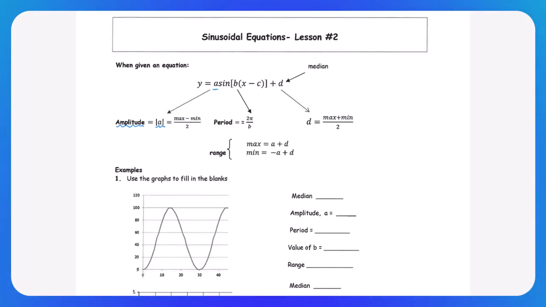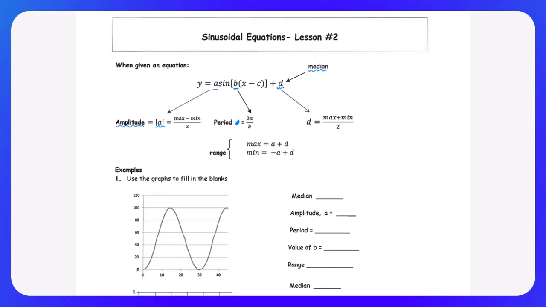We also learned that the b value represents or helps us to figure out the period, and the period is equal to 2 pi over the b value. We also looked at this last value here, the d value, and we called that the median. And remember that the median is like the average. So we're going to add those two max and min values together and divide by 2 to find that average.